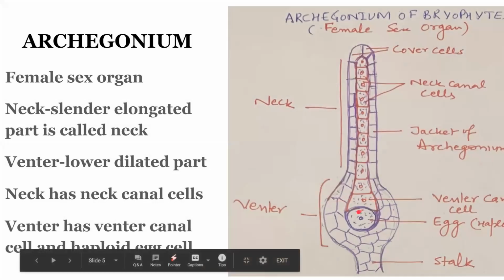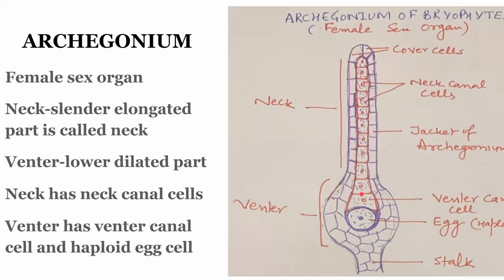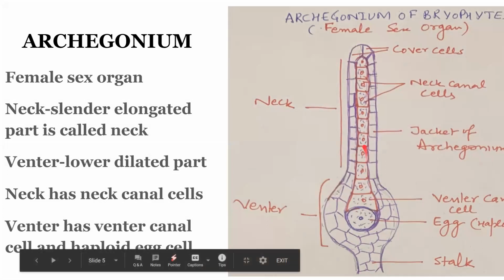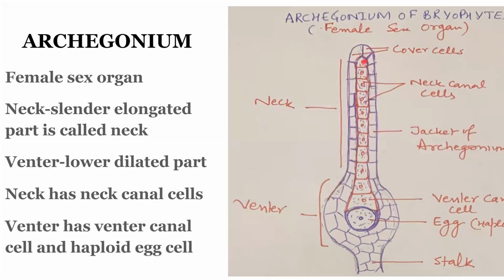Now see, we have already studied the structure of archegonia. Now when archegonia is mature, and antheridia is mature, these cells of archegonium, the ventral canal cell and all the neck canal cells, will degenerate, and this cover cell will open up, and these degenerated cells will come out in the form of mucilage. And when antheridia is mature, there is formation of antherozoids.